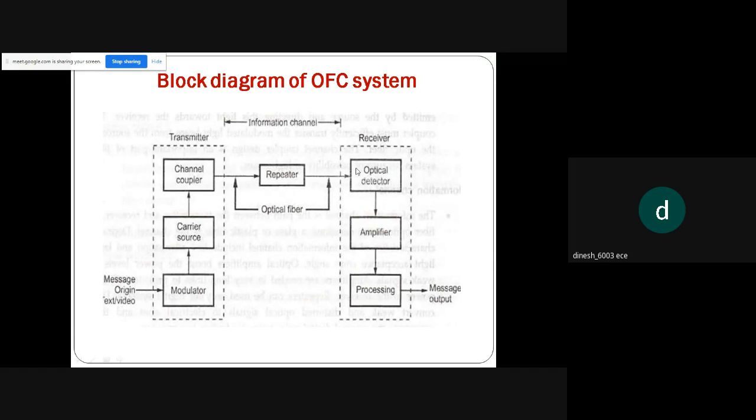So at the receiver, appropriate detectors are being used, optical detectors we call them, which convert the light signal into an electric signal. Then they are given to amplification circuits and processed, and the original message signal that we transmitted at the transmitter is retrieved at your receiver. So message input, message output. So this is the block diagram.